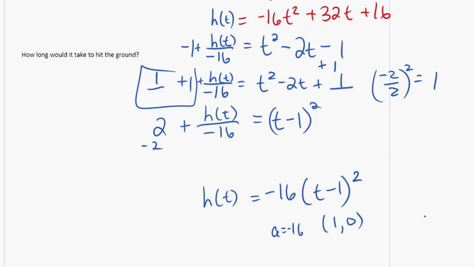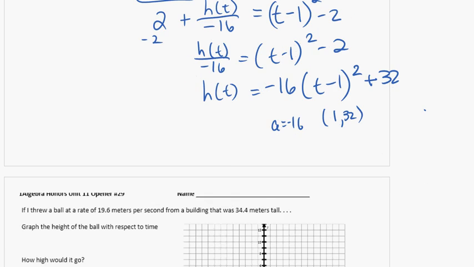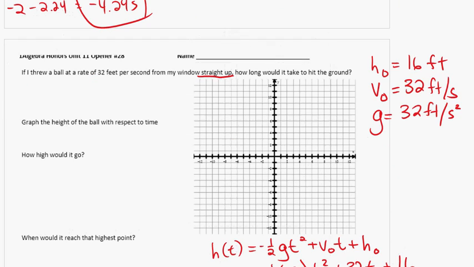So I'm going to subtract 2 from both sides. So now I have h of t over -16 is equal to t minus 1 squared minus 2. So now I multiply both sides by -16, and so I end up with a plus 32 here. And so my vertex is at 1, 32. So let's graph that.